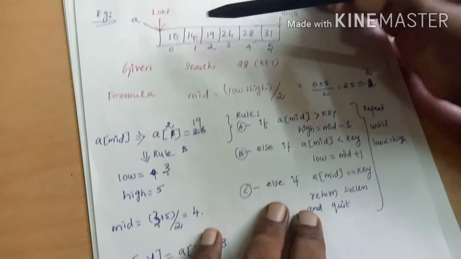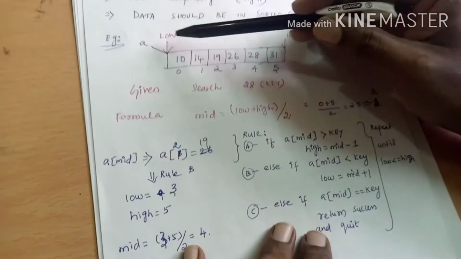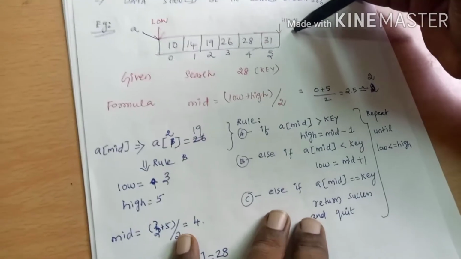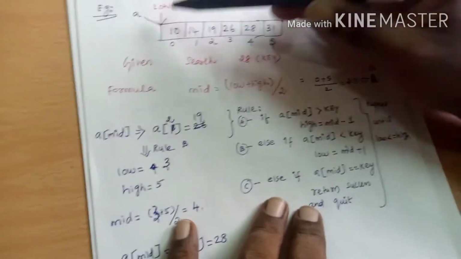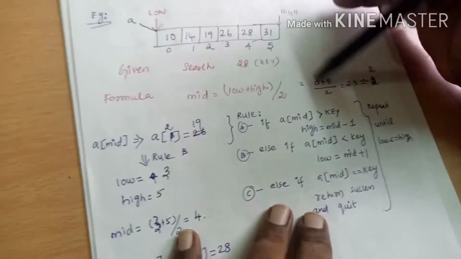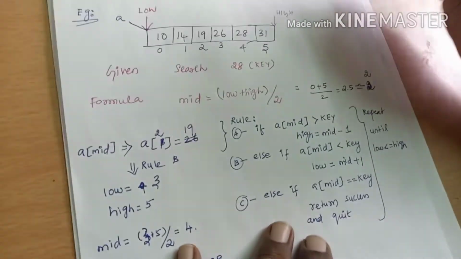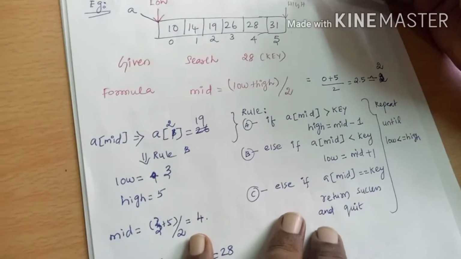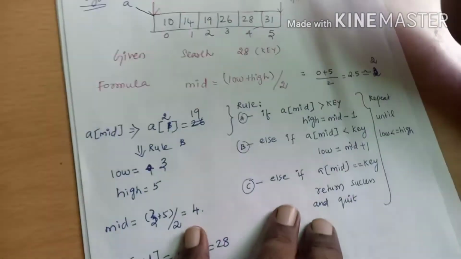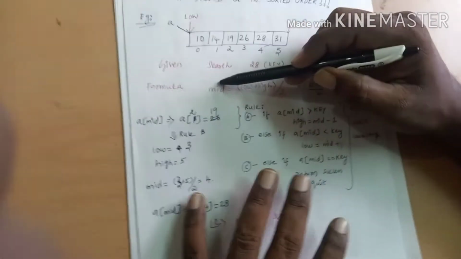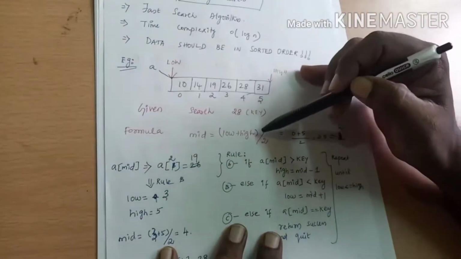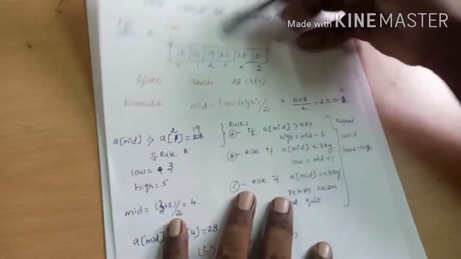For this, we maintain two pointers in binary search. One is called low, another is called high. Low will be A of 0 and high will be A of 5. The specialty of binary search is that whenever an element needs to be found, it will be in the mid position. So what is the formula for calculating the mid? Mid is low plus high divided by 2.